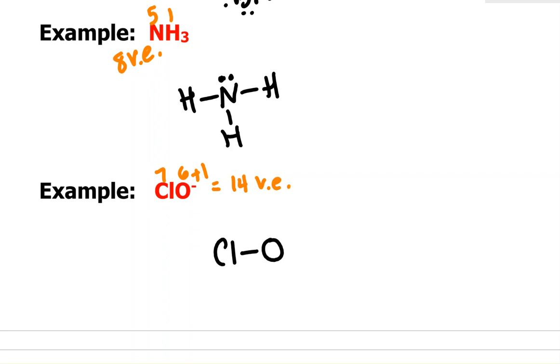On this one, I don't have a central atom, so I'm just going to start putting them on. 1, 2, 3. That's kind of how I want to do it because they would each have 8. Let's make sure I haven't gone over. That's 8, 6, that's 14. And then, this is a polyatomic ion, so I need to put brackets around it and put the charge overall.